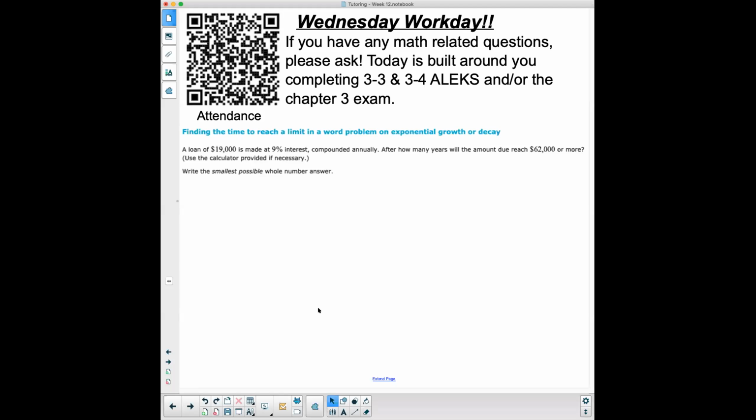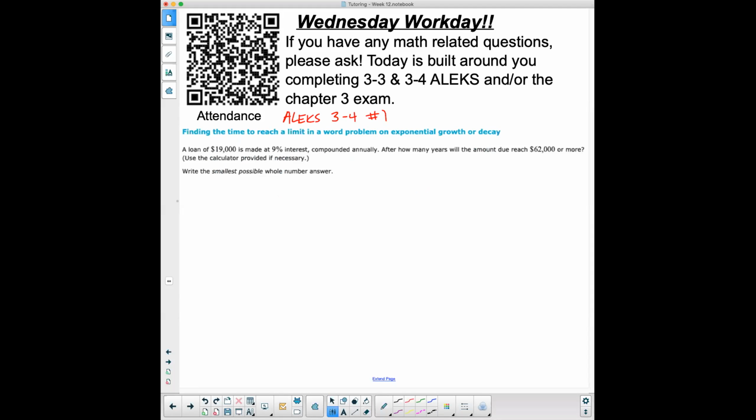All right, we're going to take a look at Aleks 3-4, number 1. It says, a loan of $19,000 is made at 9% interest compounded annually. After how many years will the amount due reach $62,000 or more? Use the calculator provided if necessary. Write the smallest possible whole number answer.